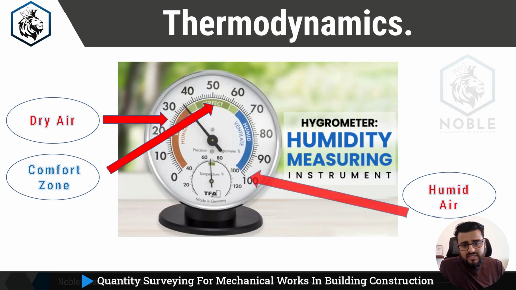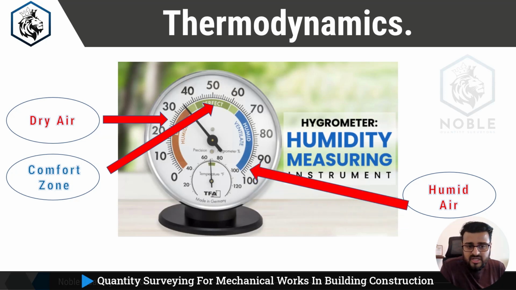The next one is humid air, which is in the range of 70 to 100%. It is known as the humid zone. It means the water content in the air is above the maximum limit, and it's uncomfortable for the human body. Mostly the humid environment will be in countries where the sea and ocean are nearby.